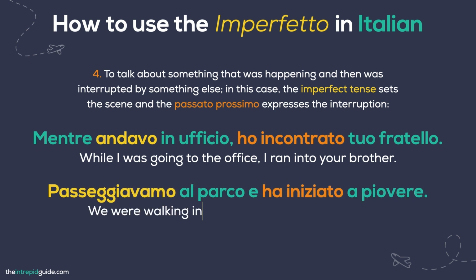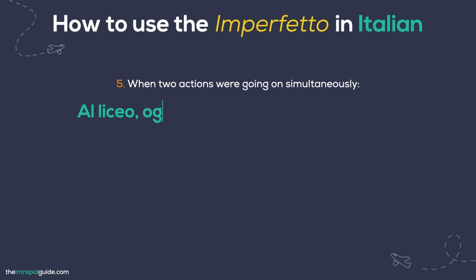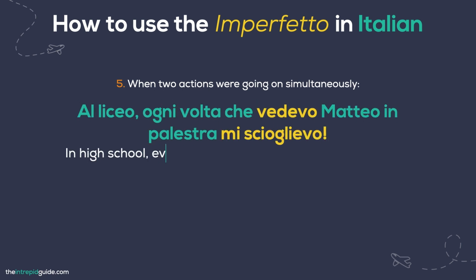Passeggiavamo al parco e ha iniziato a piovere. We were walking in the park and it started to rain. We also use it when two actions were going on simultaneously. For example, Al liceo, ogni volta che vedevo Matteo in palestra, mi scioglievo. In high school, every time I saw Matteo in the gym, I melted.